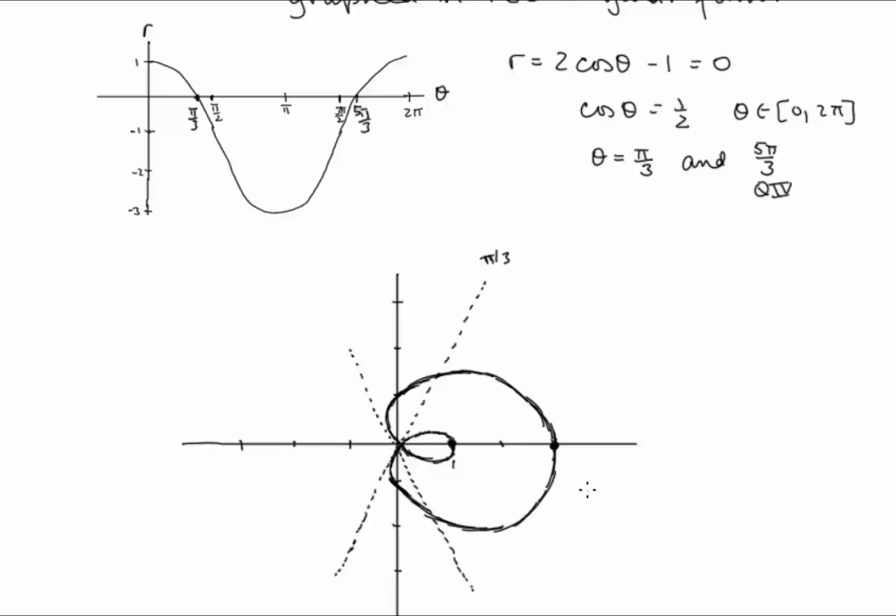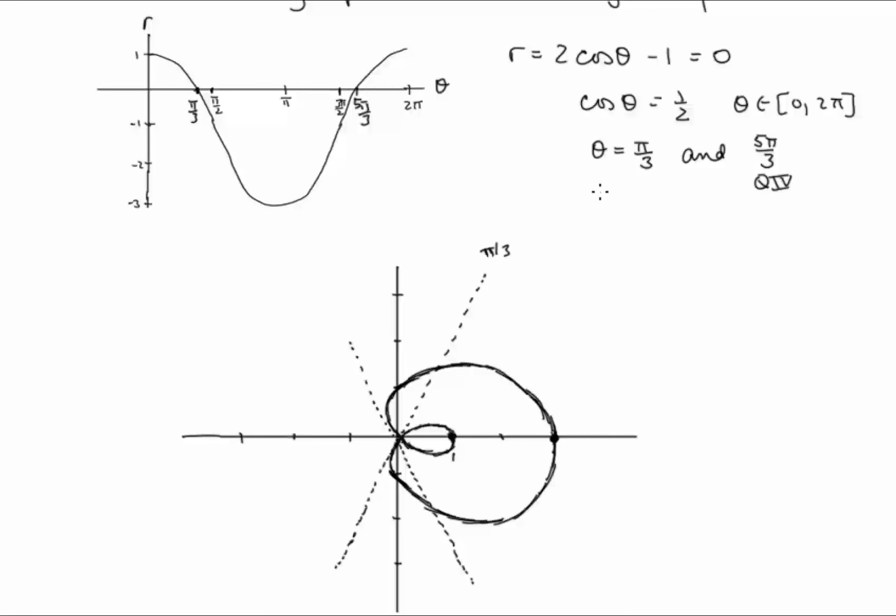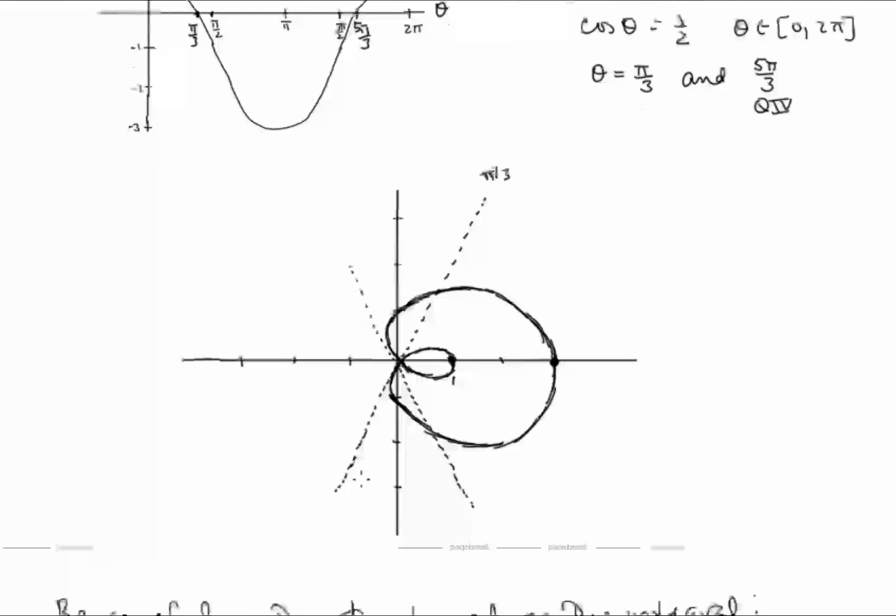And so that's our graph, and we're looking for the area of the inner loop. So we need to find the interval on theta that covers the inner loop and only the inner loop. Now we know the radius is 0 when theta is equal to pi over 3 and 5 pi over 3, but we need to be really careful here. If we put the bounds on our integral as 5 pi over 3 and pi over 3, we're not going to get the area that we're looking for.